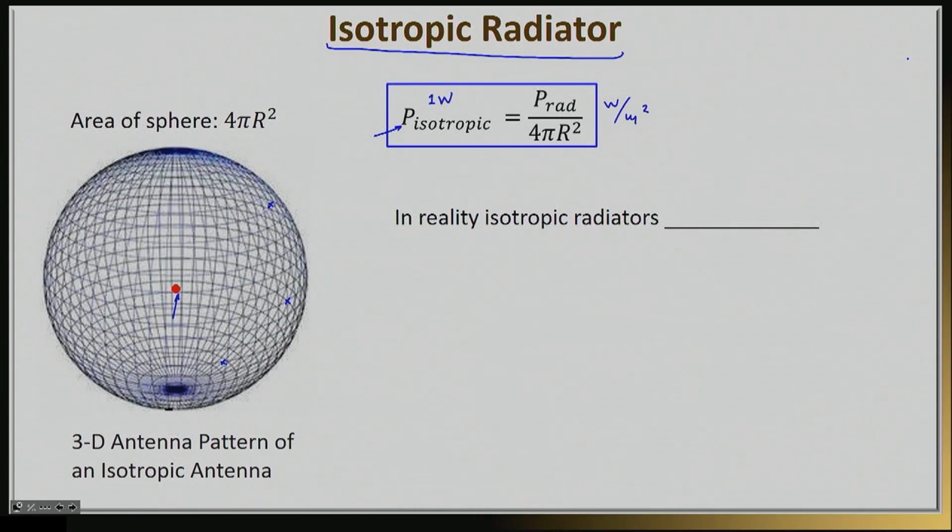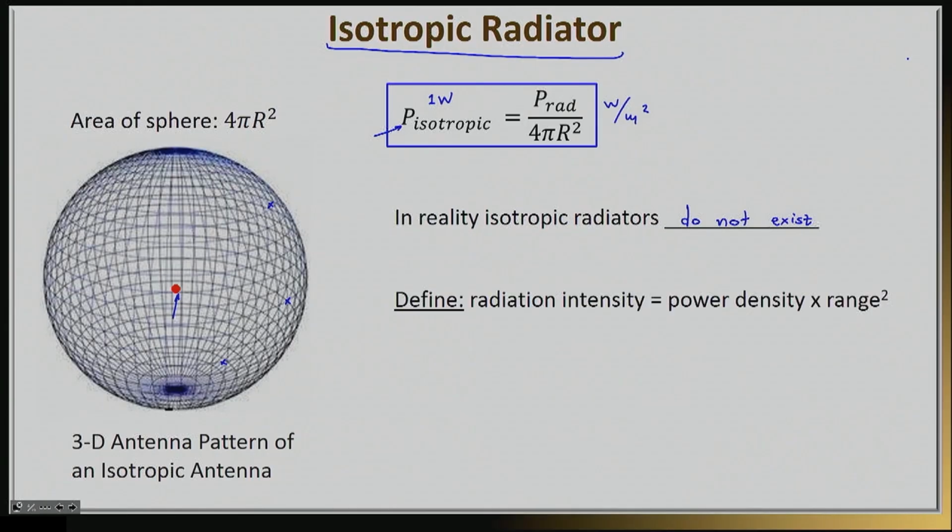Now, isotropic radiators do not exist, so don't try to build one. It's actually impossible. Don't try to buy one, but it's a very important imaginary element, because when we compare the radiation properties of normal antennas that you can actually buy, we will compare them to an isotropic radiator. For example, when we define gain of an antenna, we will define gain compared to an isotropic radiator.